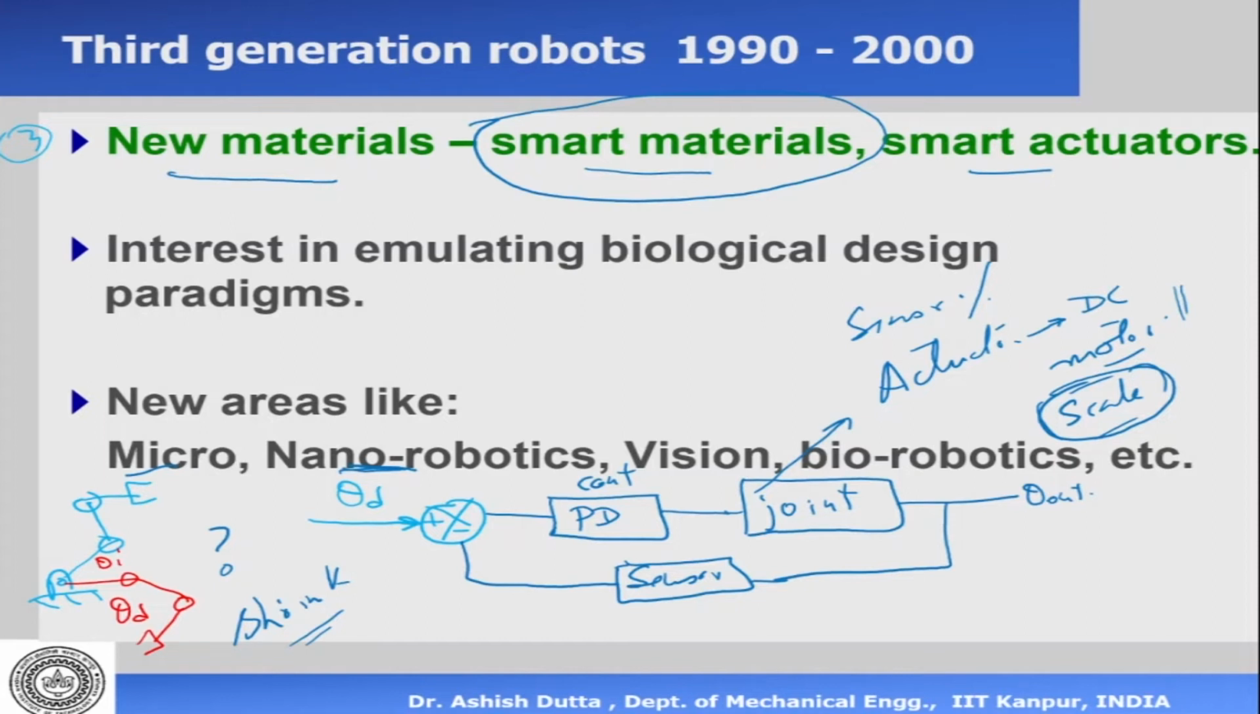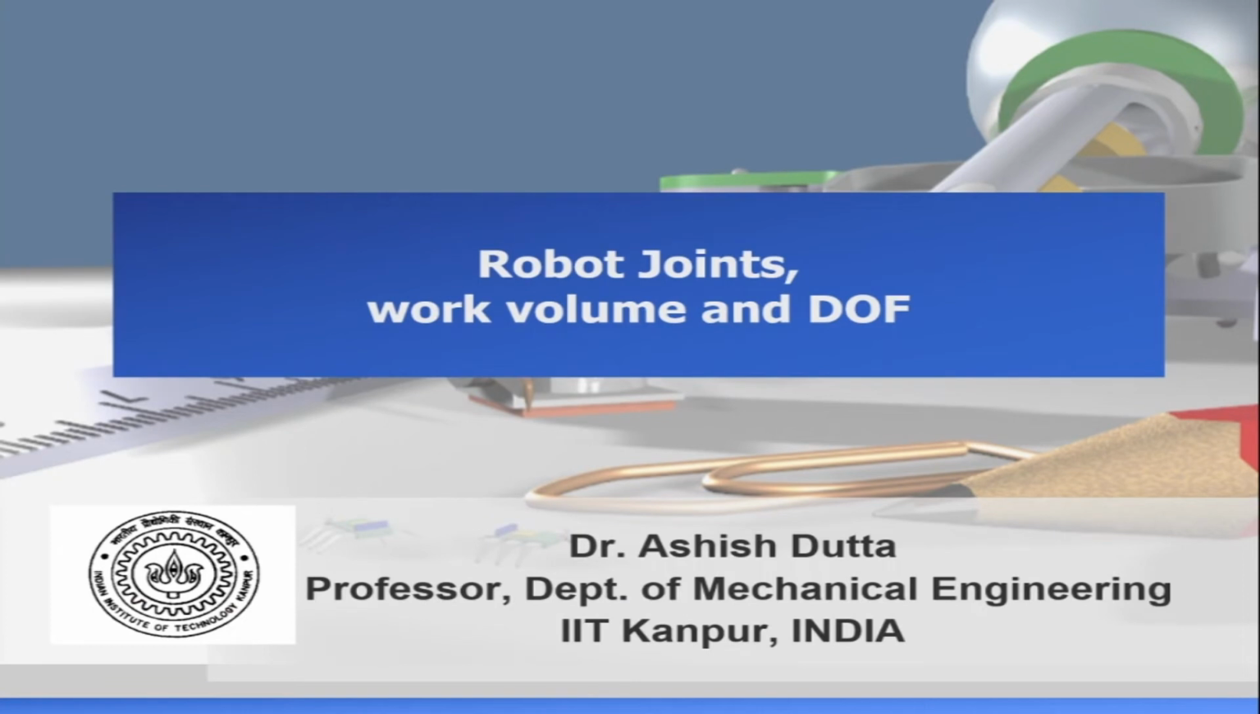Okay. Now something to note is that a robot has to move around. So basically it means that you need a path plan. To move, you need to have a path, and once you have a path, you have to go on the path. That is your motion plan. Okay, so let's move on now. So we'll start off with looking at the fundamentals of robot joints, work volume, and degrees of freedom.